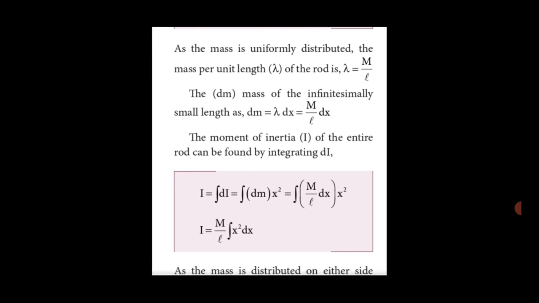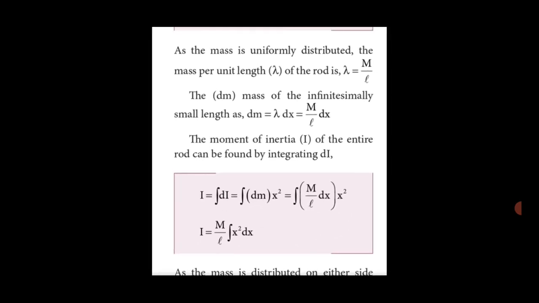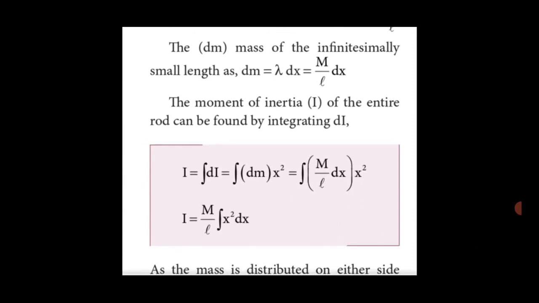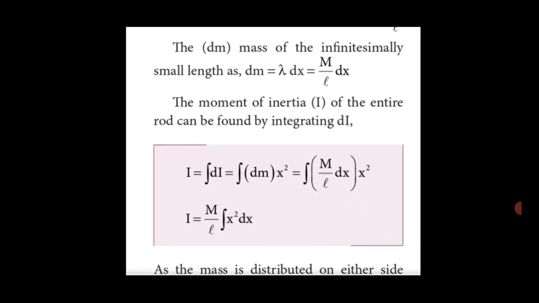dm is the mass of an infinitesimally small length element, taken as dx. So dm is equal to lambda dx. Substituting the value of lambda, which is capital M by L, we get dm equal to M by L into dx. The moment of inertia of the entire rod can be found by integrating dI.